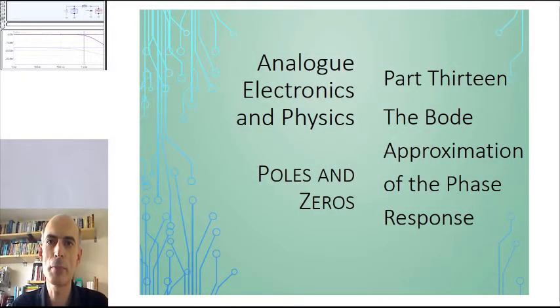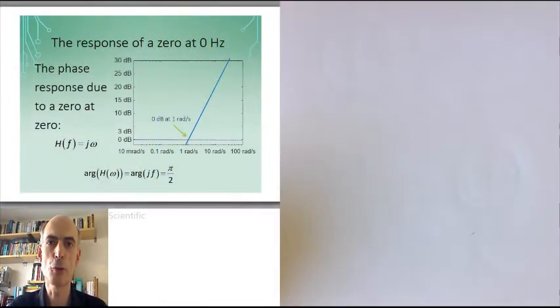We've seen before how the Bode approximation provides a useful way to approximate the amplitude response of networks if you know where the poles and the zeros are. Well, there is a form of the Bode approximation that can approximate the phase response of these networks as well. And in this video, I'd like to introduce it. As before, we'll go through the three types of zeros and poles in turn.